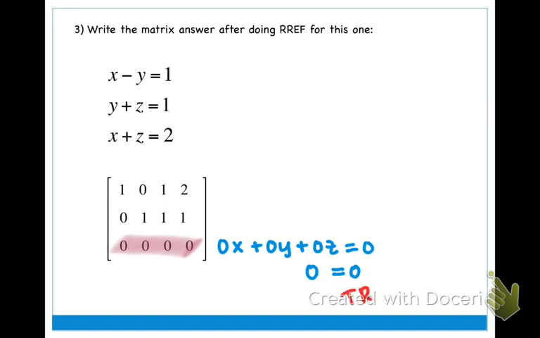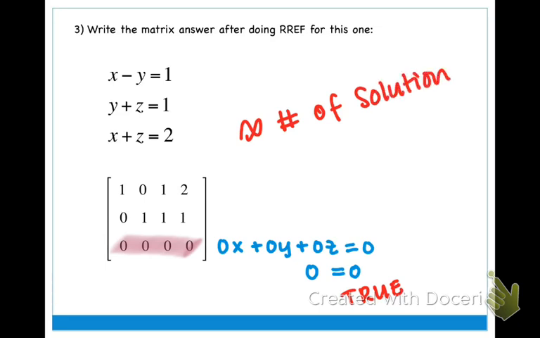0 is equal to 0 all the time. No matter what my variables might be, whatever my x, my y, my z are, 0 is equal to 0. So if you end up with a matrix that gives you back an entire row of zeros all the way to the very end, then that means that there is going to be an infinite number of solutions. There is not just one point where they intersect, but there is an infinite number of points where these three equations intersect with each other. So we say we have an infinite number of solutions for this system.